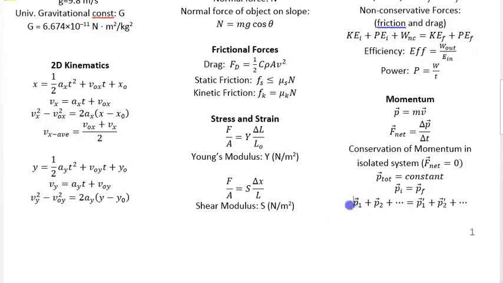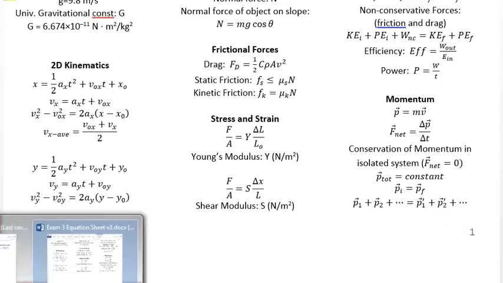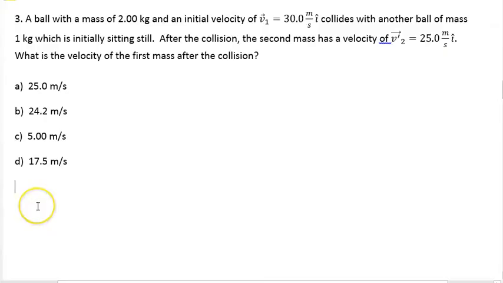So we go down right here: conservation of momentum. The initial momentum P1 plus P2 equals P1 prime plus P2 prime. It equals the momentum after the collision. Momentum is conserved. So let's write this in.